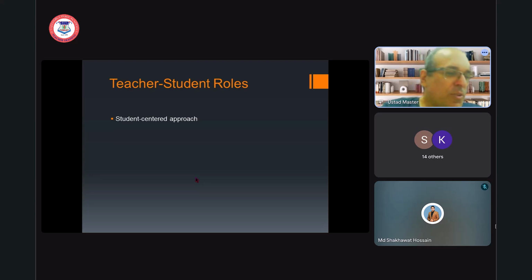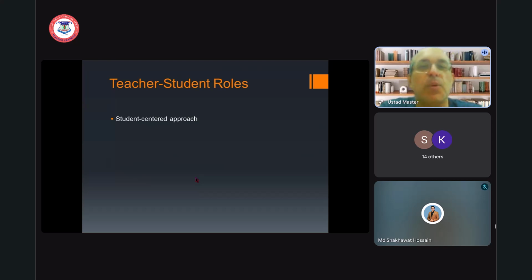We want the students to come up with something they haven't thought about before. That's the way of critical thinking, okay? The student comes up with new ideas, supported by their arguments, and then they work on these arguments.